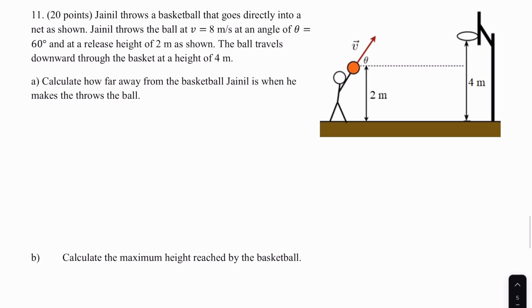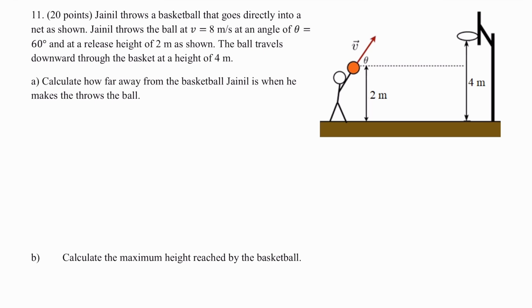Moving on to number 11, it reads, Jano throws a basketball that goes directly into a net as shown. Jano throws the ball at V equals 8 meters per second at an angle of theta equals 60 degrees and at a release height of 2 meters as shown. The ball travels downward through the basket at a height of 4 meters. Part A, calculate how far away from the basketball hoop Jano is when he throws the ball.